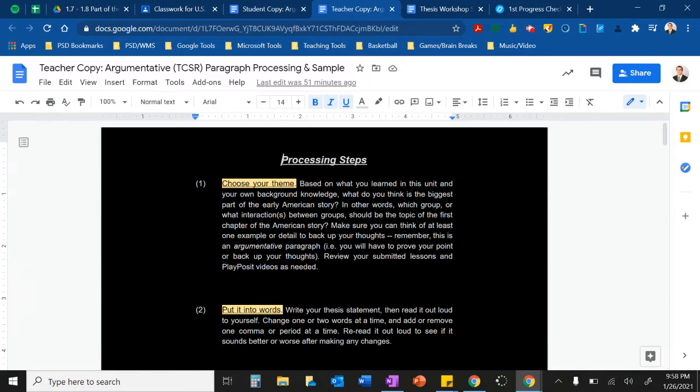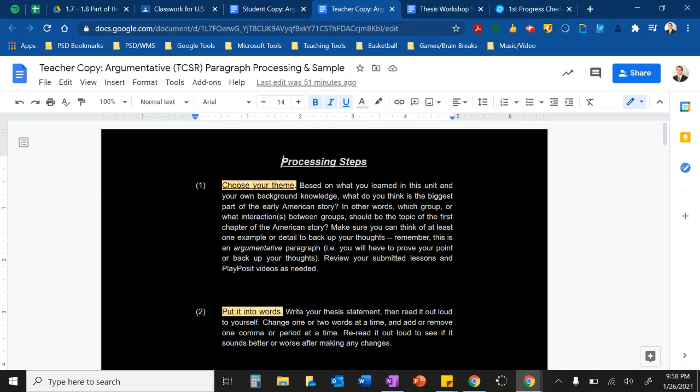So step 1. I'm going to give you a brief overview of what the assignment is about. What am I actually asking you to do here? And the short answer is I'm asking you to write an argumentative paragraph. So a paragraph in which you are arguing something, you're putting your opinion into it, and then backing up that opinion with details and support and evidence.